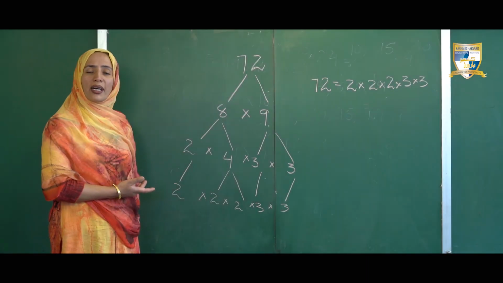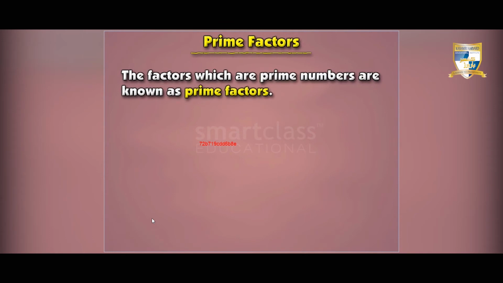To understand it better, let's have a look at this video. Now we will learn about prime factors. The factors which are prime numbers are known as prime factors. For example, we can write 6 as a product of prime numbers as 2 into 3. So the prime factors of 6 are 2 into 3.